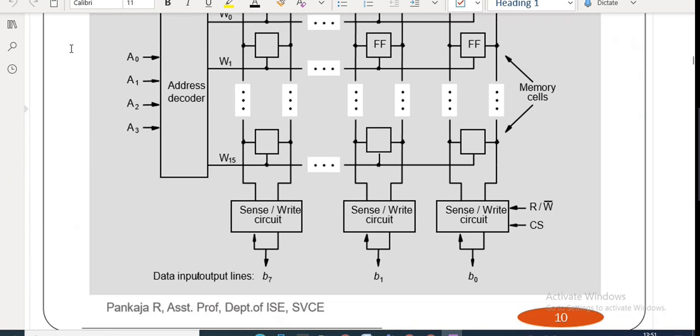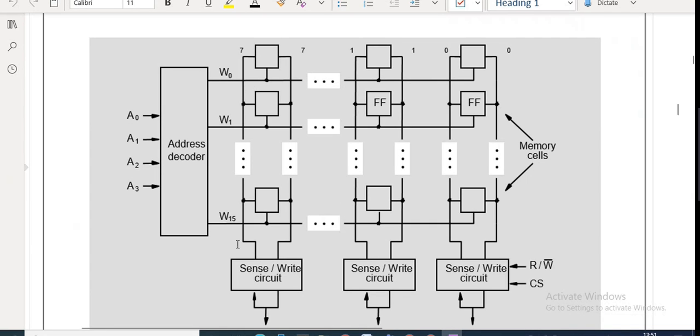The first step, whenever an address comes, is that it has to activate any one of the word lines. The row should get activated, any one. If I have given the address 0000, all 4 bits are 0, then it is going to match with W0. Only this row will get selected. Selected means it is going to be active.